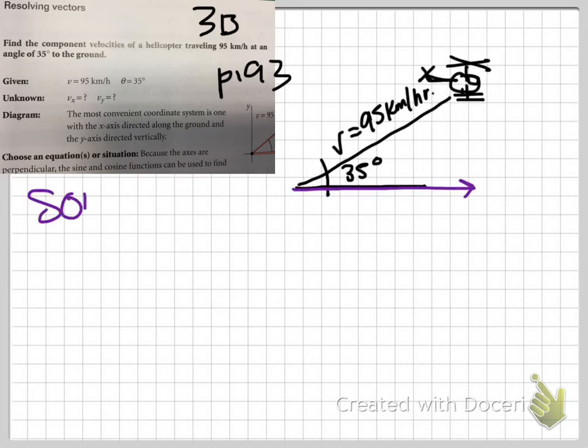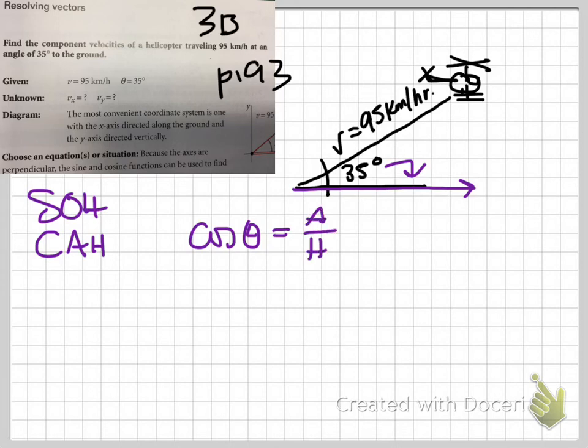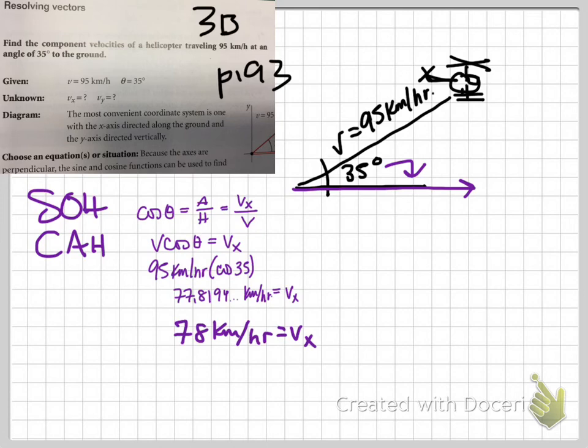Since I can't be trusted to remember my trig functions on my own, I'm going to write SOHCAHTOA over there. And I'm going to start with my x, in this case, is adjacent. So cosine theta equals adjacent over hypotenuse, which in this case equals v sub x over v. So v times cosine theta gives me v sub x. What is it? So I've got 78 kilometers per hour is v sub x. So what's the heading on this?